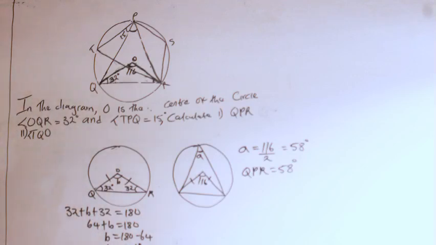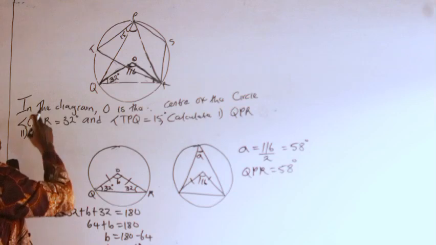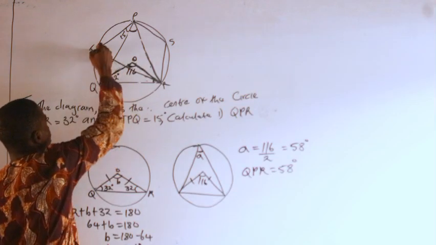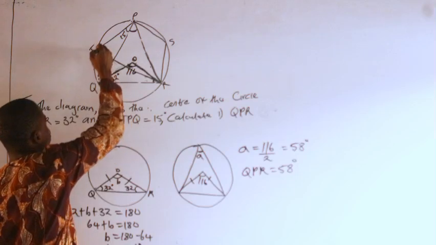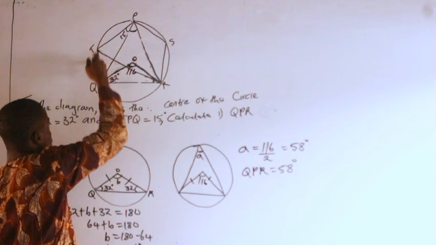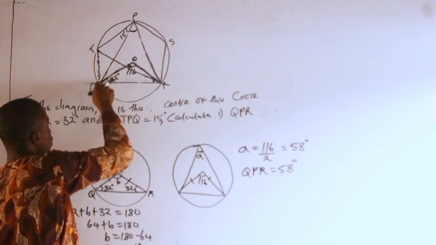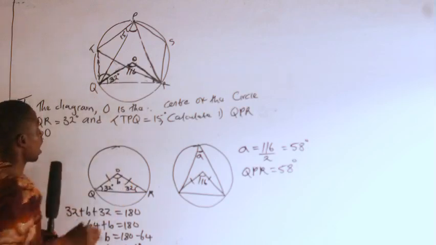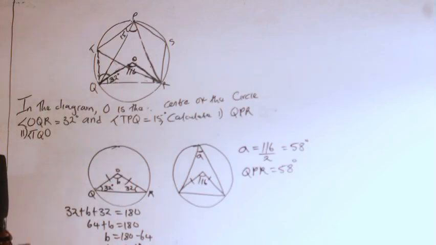Now, after that, they said we should find TQO. This angle. You look at it now, because they don't give us any value for TQO. We are finding this angle. How can we find that angle?